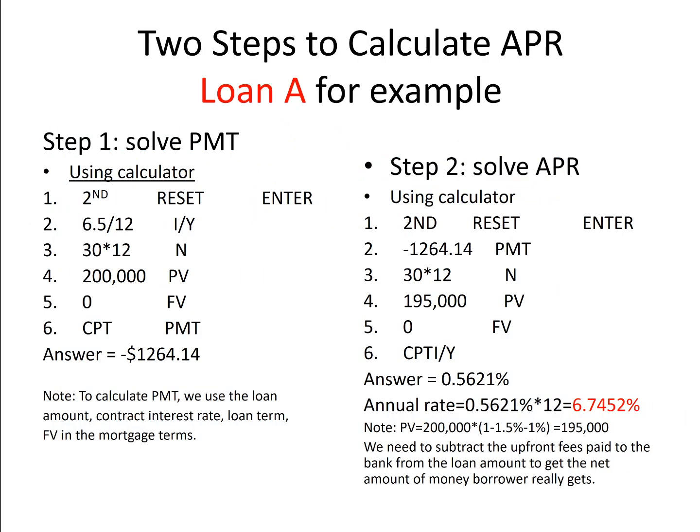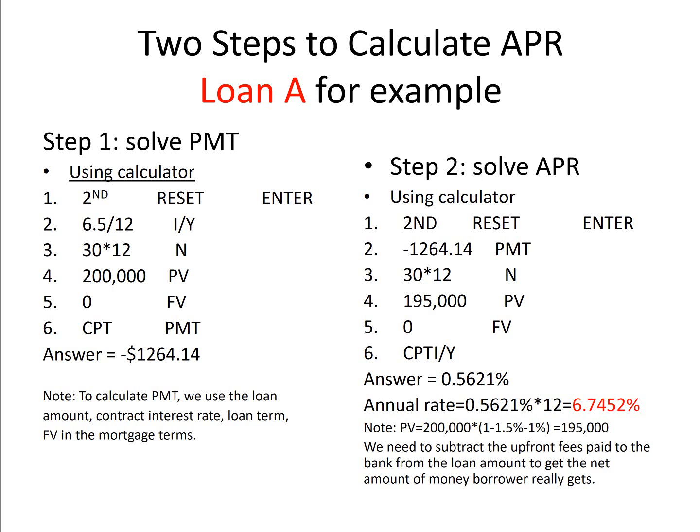There are two steps involved in calculating the annual percentage rate. In the first step, we solve for the monthly payment. In the second step, we solve the annual percentage rate using the rate function. So in the first step, to calculate the monthly payment, we know the monthly interest rate is 6.5% divided by 12. The number of periods equals 30 years times 12 months every year, which is 360 months.